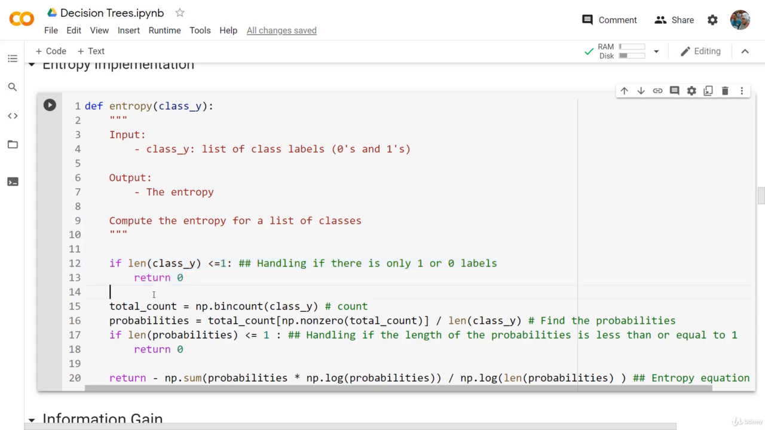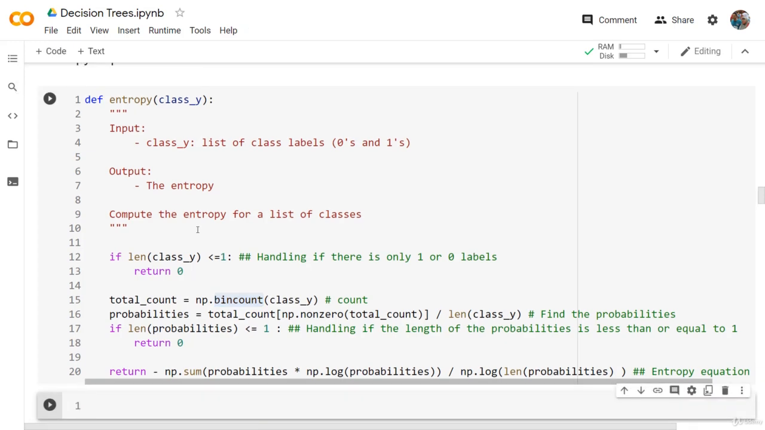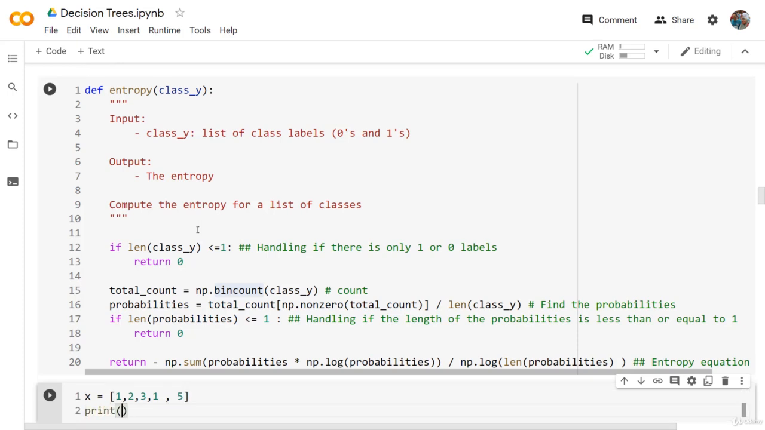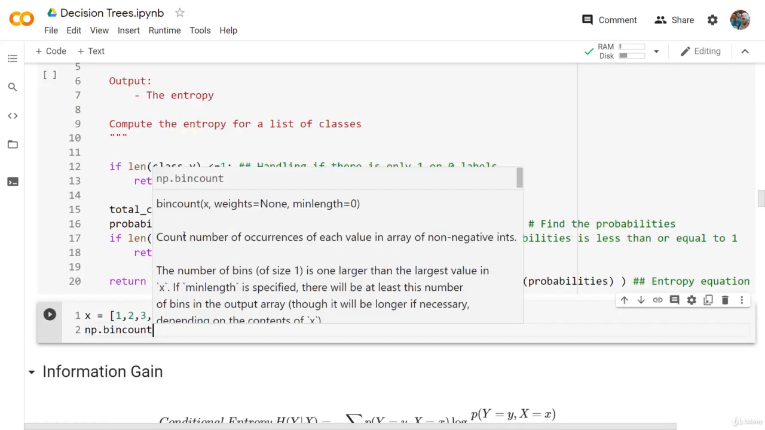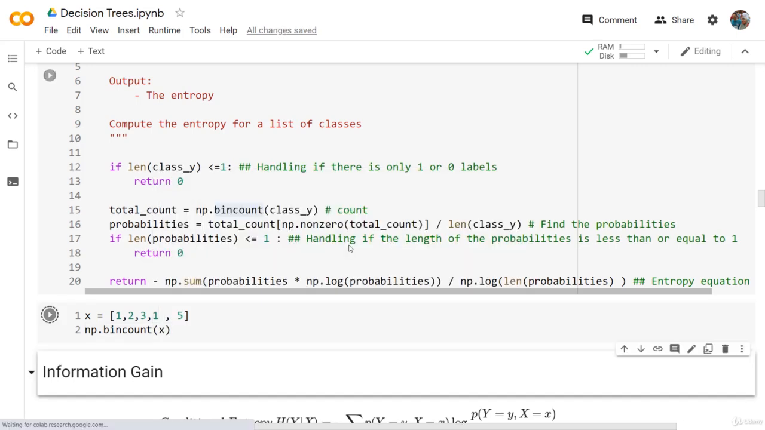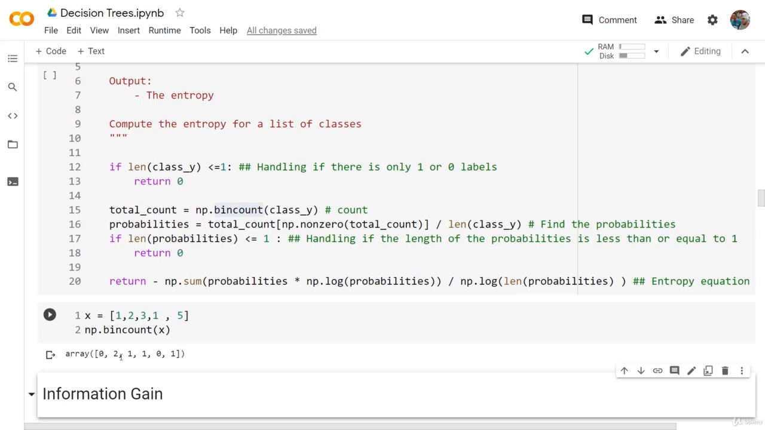But in case we have more than 1, then we are going to use a function in NumPy called bincount. What this function does is, let's say here we have 1, 2, 3, and then 1, and then 5. Now, if we print numpy.bincount, and we read the documentation, it says it counts the number of occurrences of each value in an array of non-negative integers. So if we just give it x, you will see that we have 0, 2, 1, 1, 0, 1.